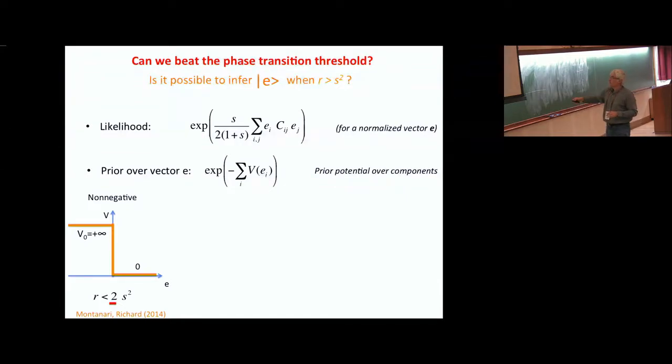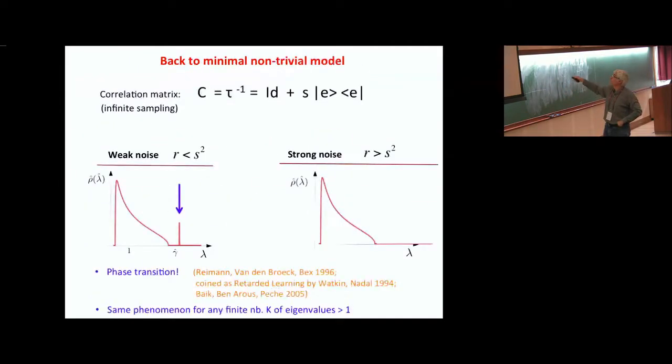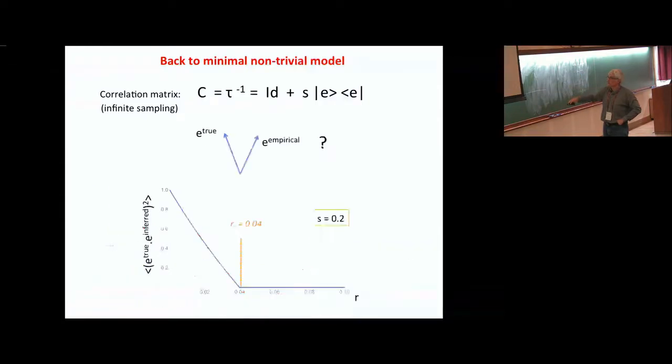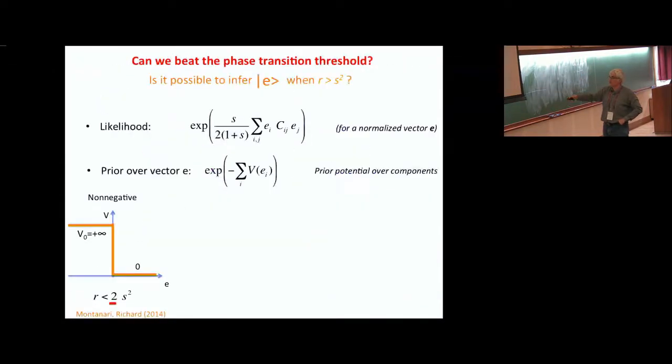So it was shown by Montanari and Richard a few years ago that if you use this prior here and you know that the true eigenvector has all its components positive, then you also get a phase transition as here. But now the noise level that you should have, the maximal one, is not S squared, but it's twice bigger, 2S squared.